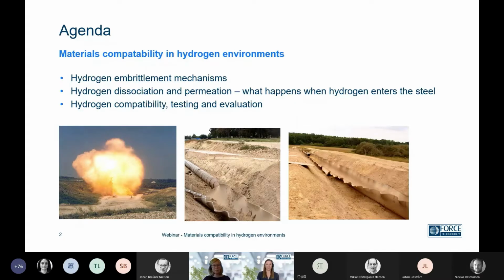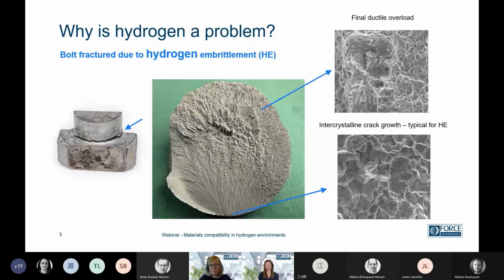And my focus today is to dive a little deeper into the embrittlement mechanisms, dissociation, hydrogen permeation, what happens when hydrogen enters steel. And then a lot of the questions we get are on hydrogen compatibility, what sort of tests to perform, and a general evaluation. And just a quick intro, why is hydrogen even a problem?